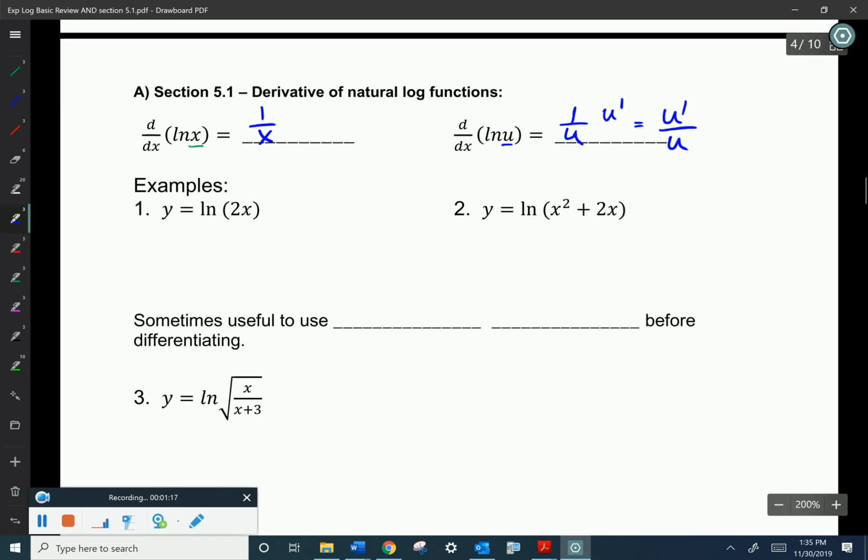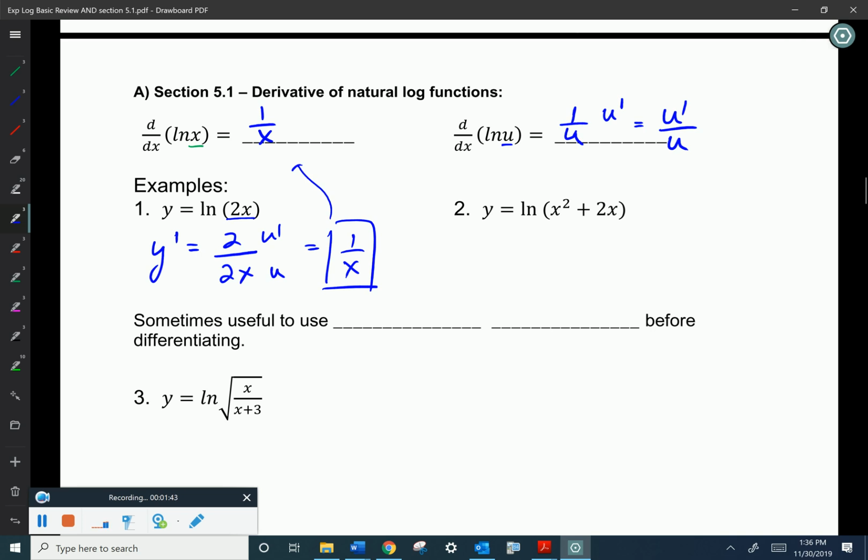So for example, if y equals the natural log of 2x, so this is the function of x that we're talking about. The derivative would be, the derivative of 2x is 2 over itself, so over 2x. So that's my u prime over u. And if you simplify it, it comes out to just be 1 over x. Now, coincidence that it turned out to be the same derivative that we have up there.